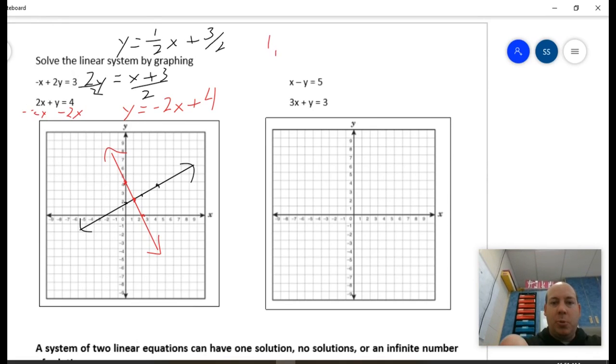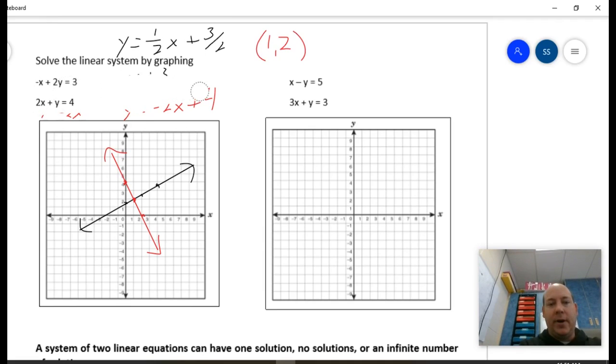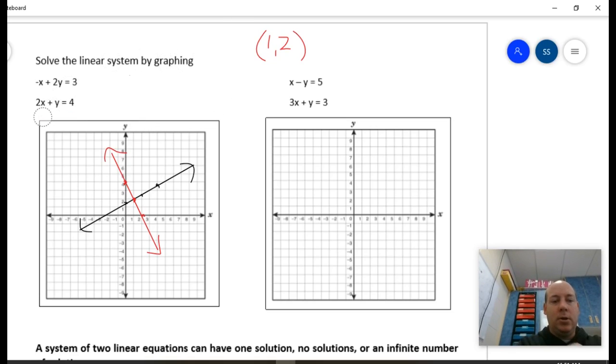Now I'm not 100% confident in this, just because, again, that first graph is a little bit tougher. Getting exactly a half sometimes is hard. So let's verify it. Let me get rid of some of this so I have some space here. Right, so 1, 2, so x is 1, so -1 plus 2 times 2 equals 3. Well, -1 plus 4, that's equal to 3, so I know it checks out.